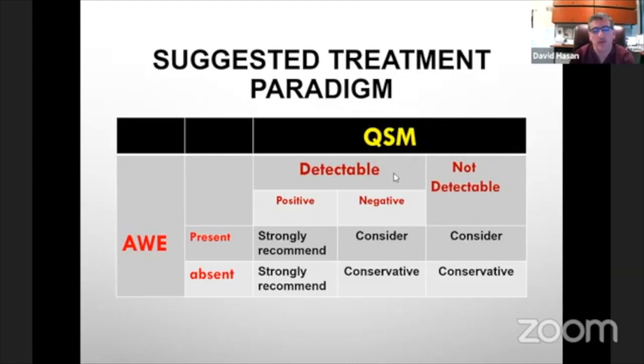So if it's QSM detectable or non-detectable, if it's detectable, it could be positive or negative based on the cutoff, 0.1 parts per million. And the enhancement is based on the stalk ratio, present or absent. So if you could see here, the QSM is positive and the enhancement is positive, these are unruptured, then we strongly recommend treatment. If QSM is negative and the enhancement is present, it depends on the patient and the surgeon, we say consider surgery. If QSM is negative and the enhancement is absent, we strongly recommend conservative management.